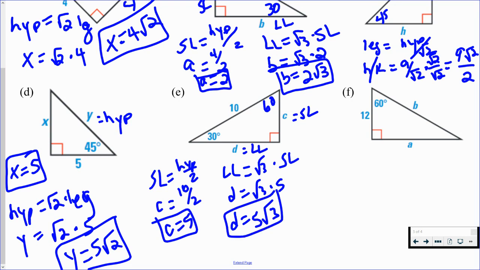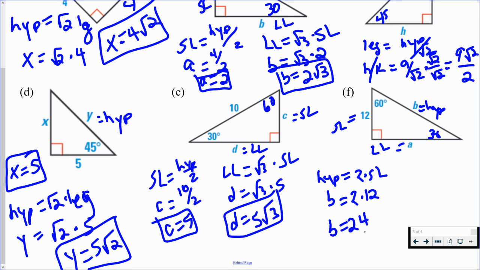Last one, F. We are solving for sides A and B. We have a 30, 60, 90 triangle. Remember, it can help if you label. Across from 30 is the short leg, so we know 12 is the short leg. B is the hypotenuse, and A is across from the 60 degrees, so that is your long leg. Okay, we've already got the short leg. Remember, hypotenuse equals 2 times the short leg, so B equals 2 times 12. So B equals 24.